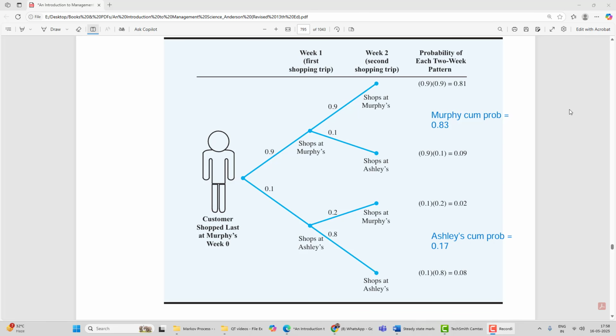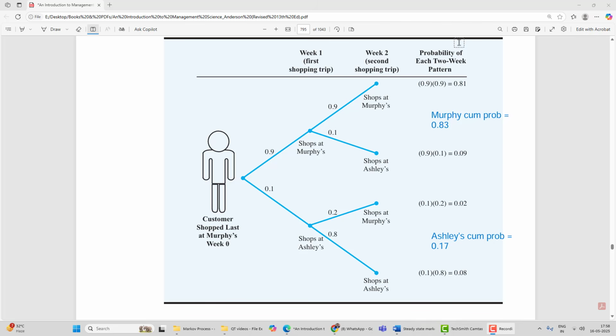Hello students, in this video we are going to see the matrix method of arriving at the market share after a few weeks of cycles. In the last video we have seen how to use the tree method, and we understood that the tree method can be used when there are 2-3 weeks we want to calculate for. But if there are many number of weeks, then the tree becomes larger and larger, and it's not practical to do this in this method, and hence we are going to use the matrix method.